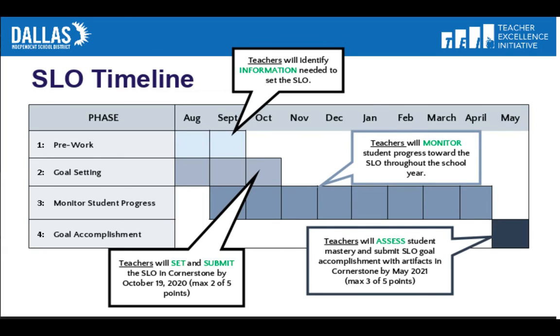By December, teachers will monitor student progress toward the SLO throughout the school year. In May, teachers will assess student mastery and submit the SLO goal accomplishment with artifacts in Cornerstone by the end of May 2021. Depending on your SLO and how it has been worded, you can score a maximum of 3 of the 5 points.